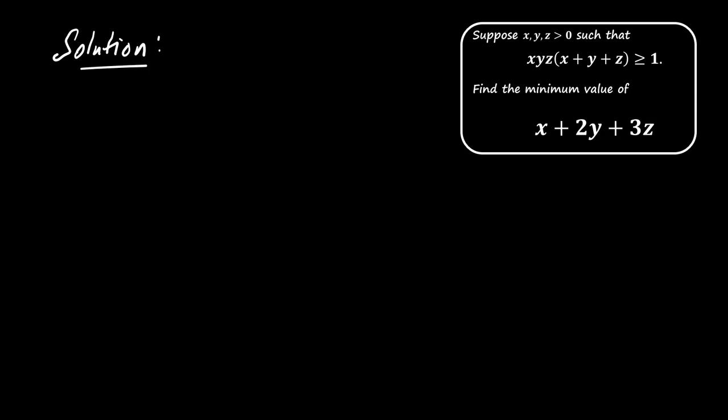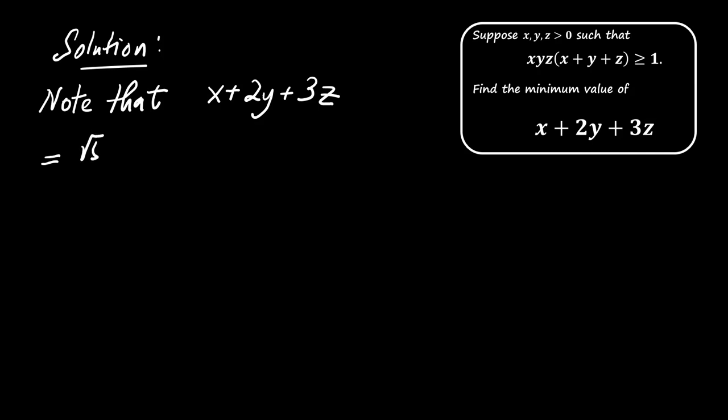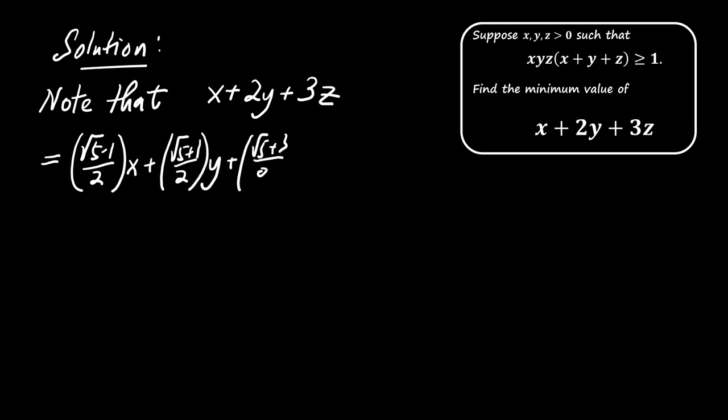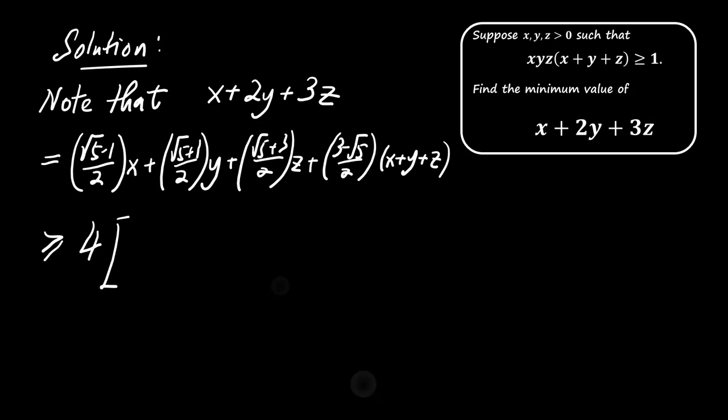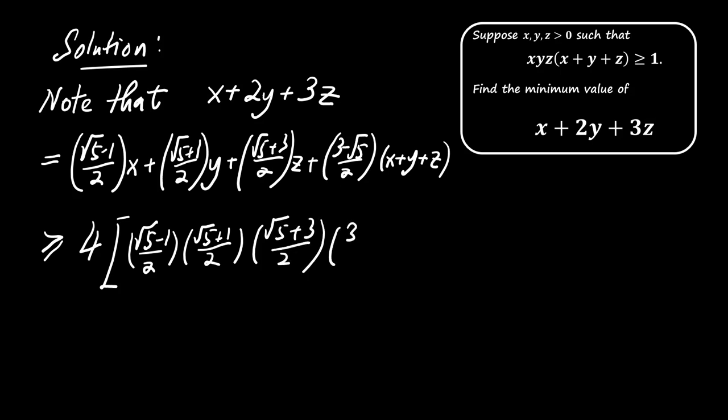Finally, let's put everything together and derive the solution. We begin by expressing x plus 2y plus 3z in terms of weighted sums, taking inspiration from the previous slide. Using the AM-GM inequality, we know that the expression is minimized when the terms are balanced in a specific way. We can rewrite x plus 2y plus 3z as a combination of certain weighted sums, where we distribute the values of x, y, and z in such a way that we apply the AM-GM inequality effectively.